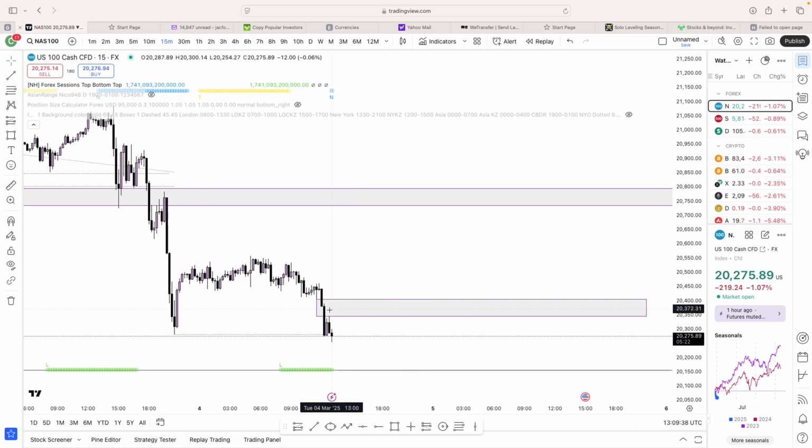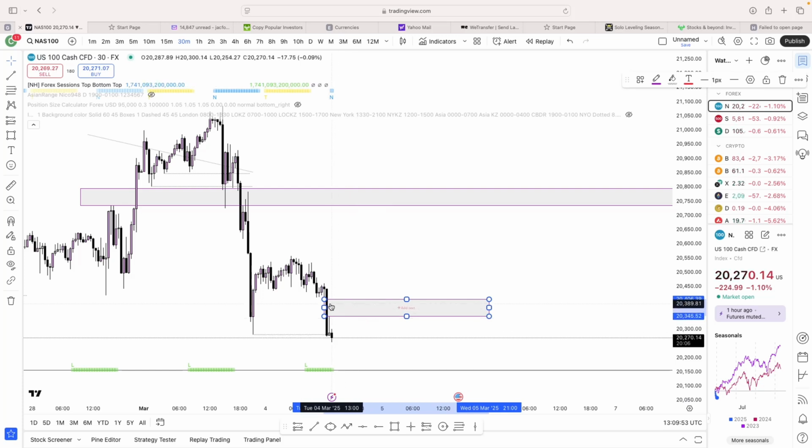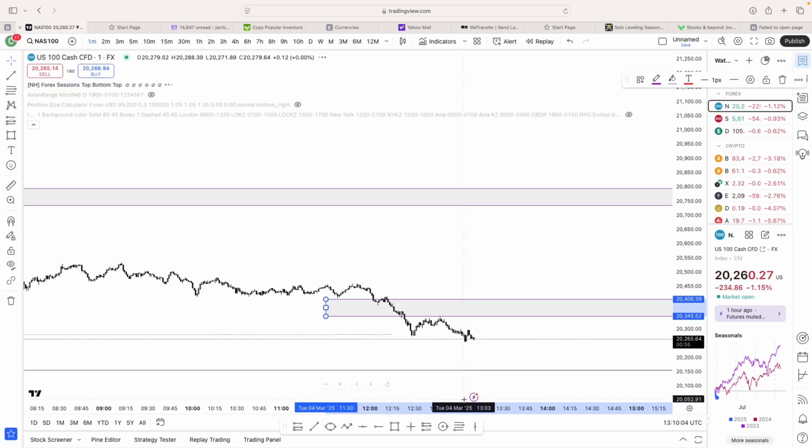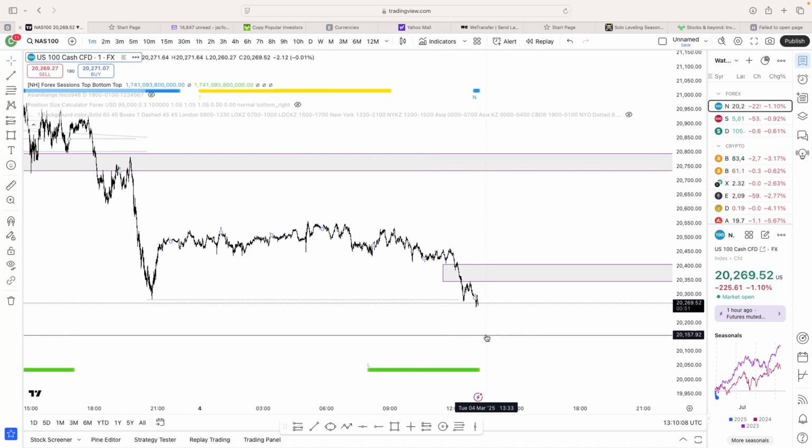After that, I'd want to see price come up and respect this, I think it's a 30-minute, yeah, 30-minute fair value gap. Once we get that respect of this 30-minute fair value gap, then and only then I'll scale down into the lower time frames and look for some lower time frame price action. Maybe like a 1-minute inverse fair value gap start to be formed. And then after, we target all the way down here.